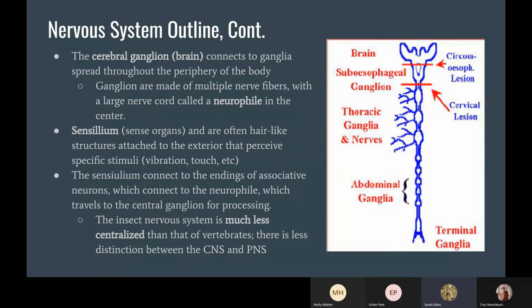The cerebral ganglion connects to the ganglia that are spread throughout the periphery of the body. A ganglion is made of multiple nerve fibers, which are a large central nerve cord called a neuropile in the center. The sensilla are the sense organs and are often hair-like structures attached to the exterior of the termite that perceive specific stimuli such as vibration or touch. The sensilla connect to the endings of associative neurons, which connect to the neuropile, which connects to the central ganglion for processing. Notably, the insect nervous system is much less centralized than that of vertebrates, so we don't have a clear distinction between a central nervous system and a peripheral nervous system.